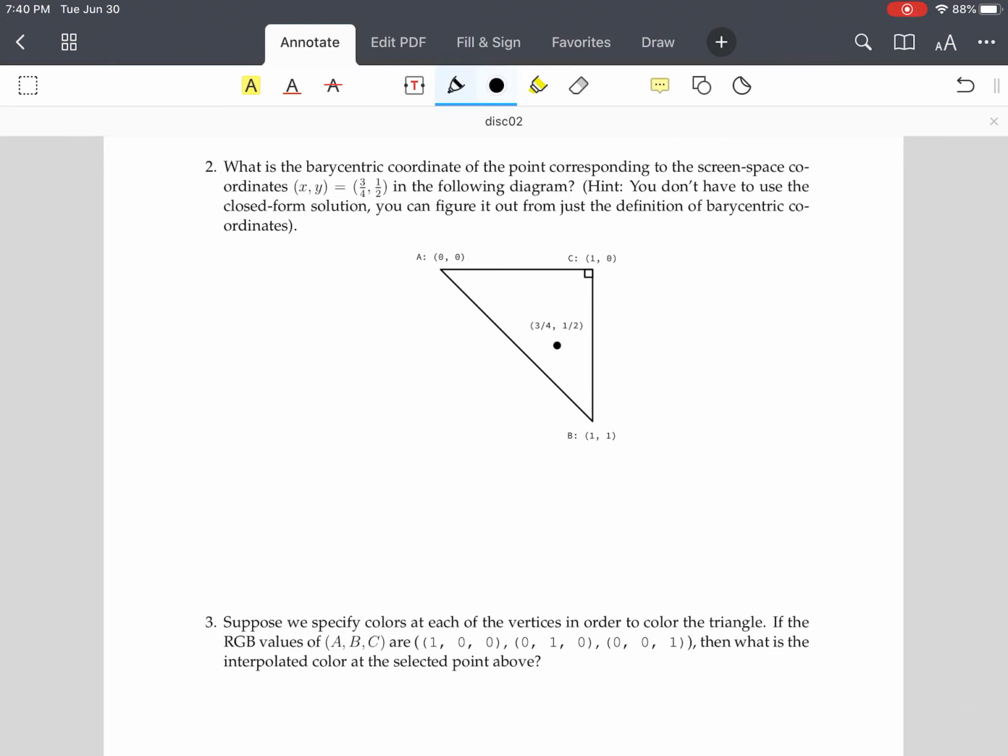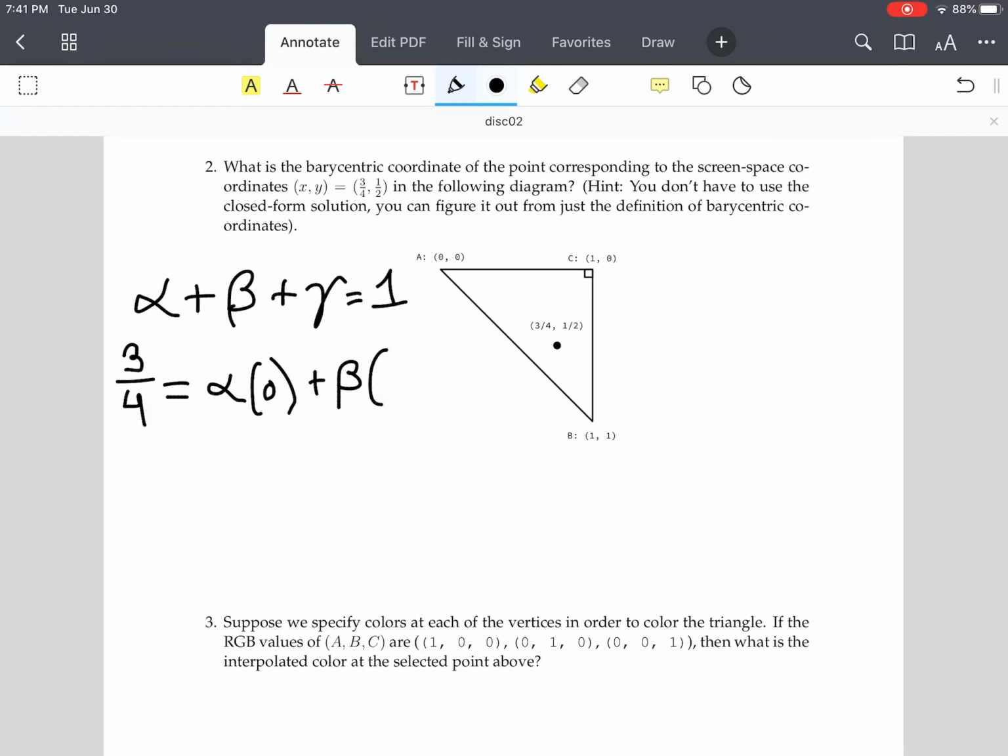So the first thing we know, and this is a given, like we just talked about, is alpha plus beta plus gamma is equal to 1. Okay? Right off the bat, that's always a known. And then we can say the x-coordinate is a weighted average of the x-coordinates of a, b, and c. So we can write that x, or 3/4, is equal to alpha times 0, because the x value of a is 0, plus beta times 1, because the x value of b is 1, plus gamma times 1, because the x value of c is 1.